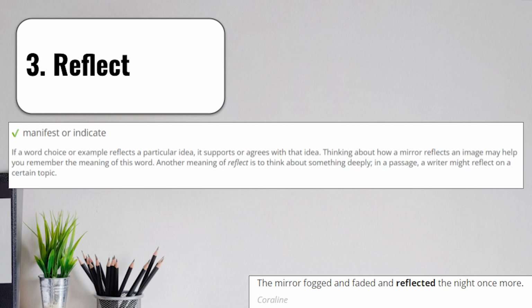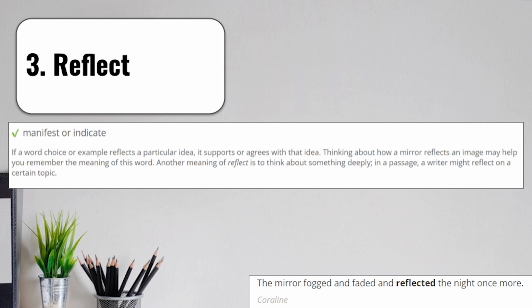Reflect's definition is to manifest or indicate. If a word choice or example reflects a particular idea, it supports or agrees with that idea. Thinking about how a mirror reflects an image may help you remember the meaning of this word. Another meaning of reflect is to think about something more deeply. In a passage, a writer might reflect on a certain topic. And this is probably the meaning of reflect that you're most going to need to know.